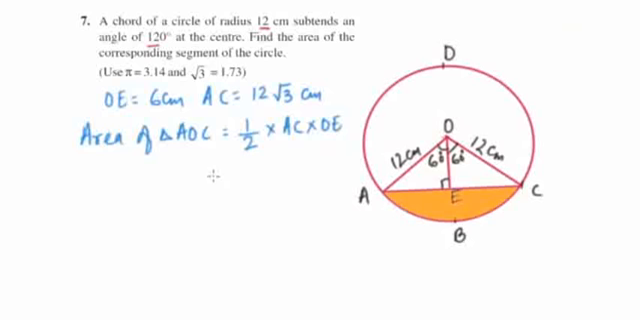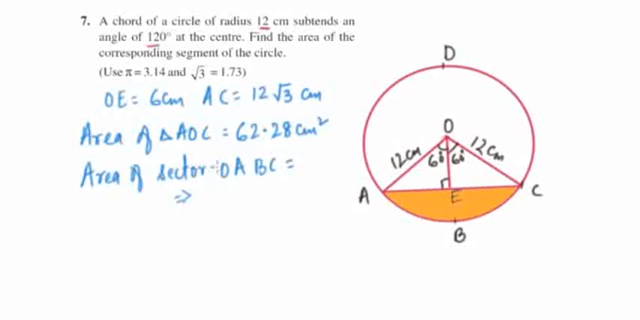Now let's find the area of triangle AOC, that is half into base, which is AC, into height, which is OE. So that is half multiplied by 12 root 3 multiplied by 6. From here we'll get the area of triangle AOC as 62.28 square centimeter.